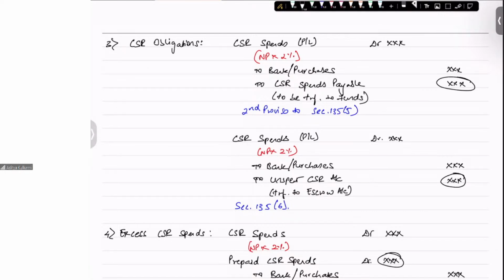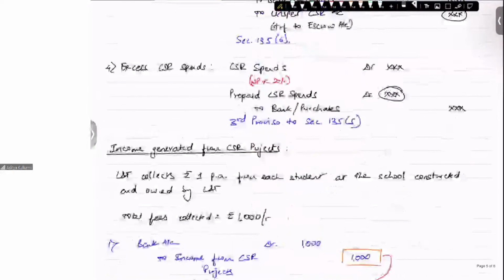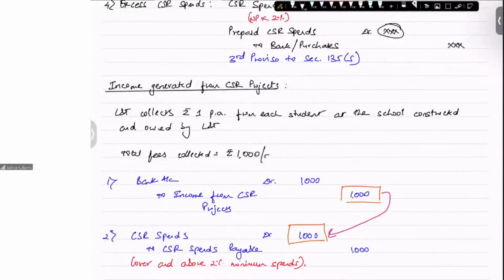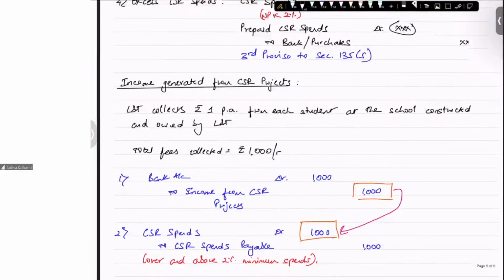We cannot benefit from CSR amounts. When I say 2% spends, it should mean actual spends without any benefit accruing to the company. So these are CSR spends. Income generated from CSR projects is also covered.